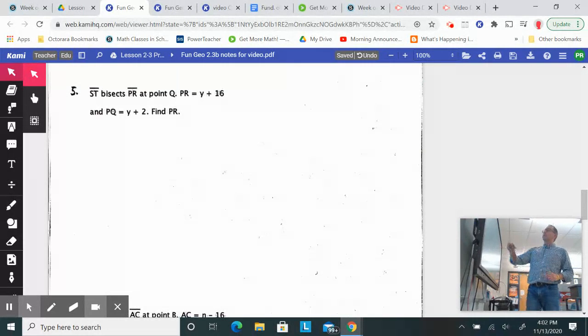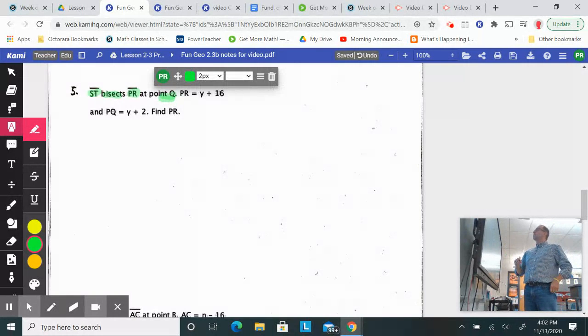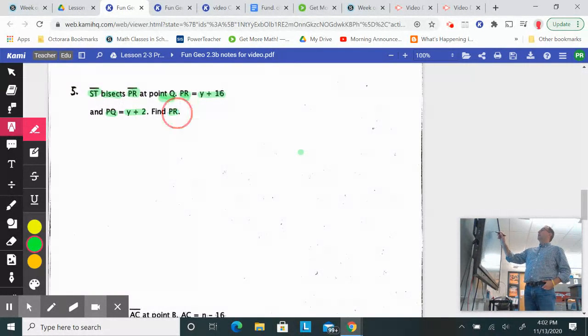So here's number 5. It says line segment ST bisects line segment PR at point Q. Bisect, bicycle, 2 wheels, right? A biplane has 2 wings, a lower and a higher set of wings. Biplane, bicycle, 2. So bisect means it cuts it into 2 equal parts. That means Q is going to be the midpoint. Then we know that PR is equal to Y plus 6, and PQ is Y plus 2. We're supposed to find PR.